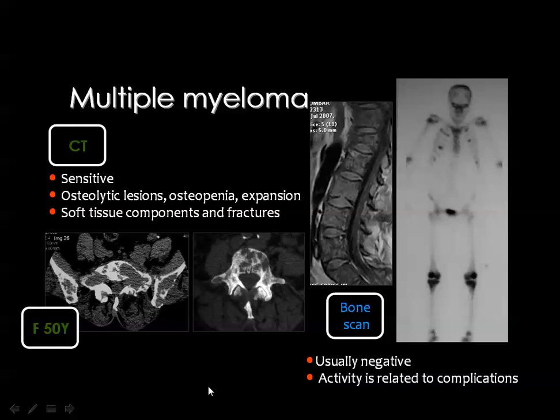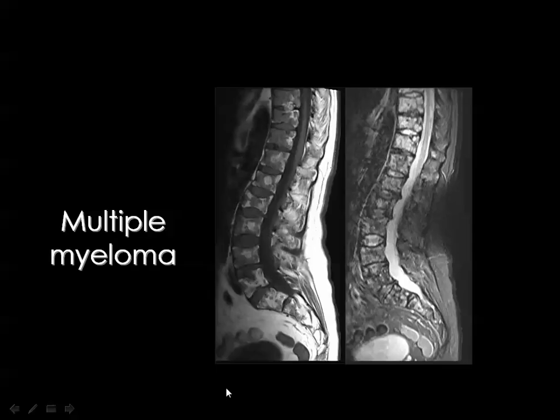Then on MRI, in the T1 weighted image, you can see vertebral collapse at multiple levels. Of course, you know that the bone scan is usually negative, because the myelomatous lesions are metabolically inactive and are not usually detected by bone scan unless there is some activity in the lesion, which is usually related to complications, like in cases of fractures, for example.